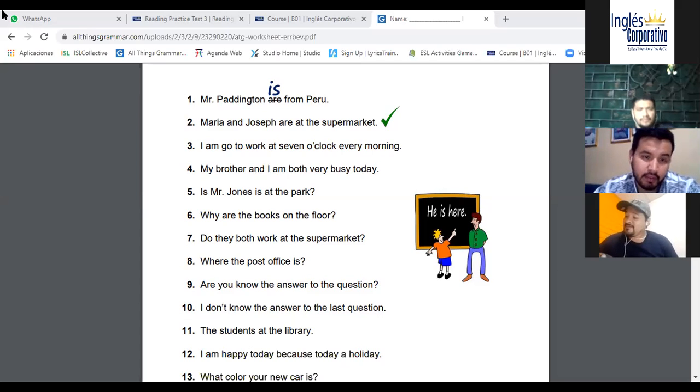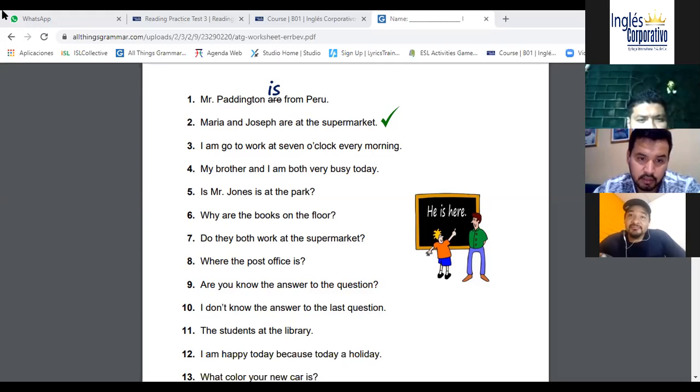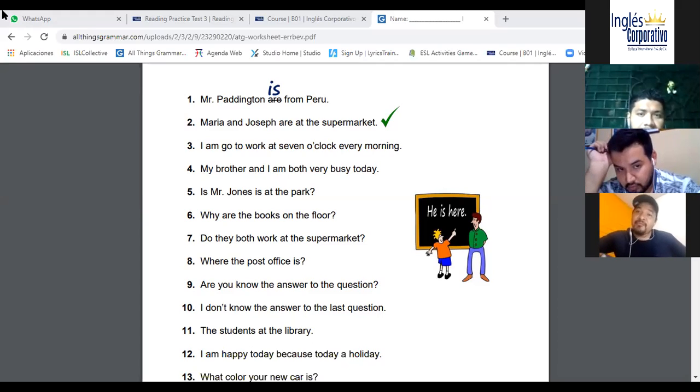Number five. Is Mr. John is at the park? Creo que por ser pregunta solo sería is Mr. Jones at the park, eliminamos el segundo is. Pero cuando es pregunta cambia, va al inicio. Correcto. Excellent, guys. Very good. Is Mr. Jones at the park? We eliminate the second is. Very good.